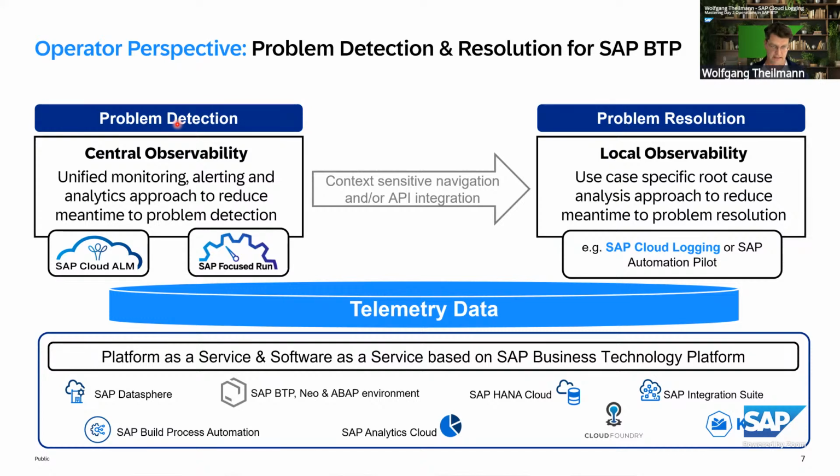to further analyze a problem to find an eventual root cause and a resolution. And for such things, you need local observability tools. And the prime tool we offer here in the context of BTP is SAP Cloud Logging. So this shows you the interplay of central Cloud ALM and the local observability with Cloud Logging.